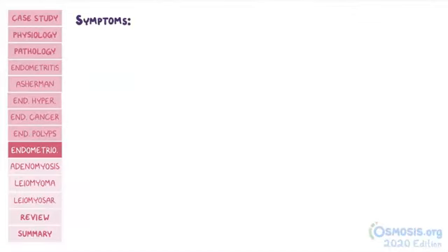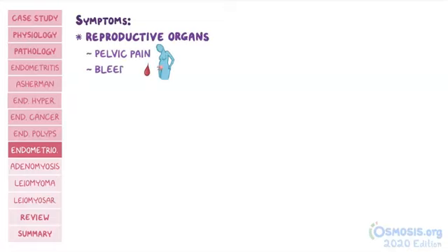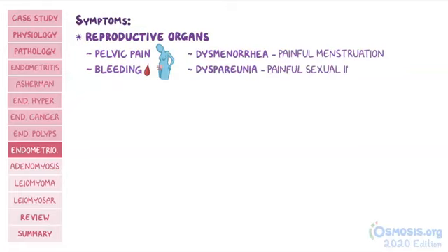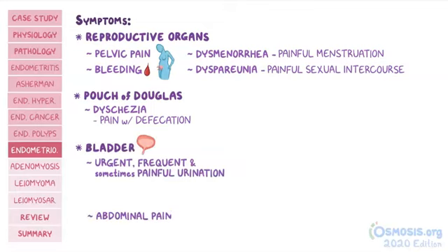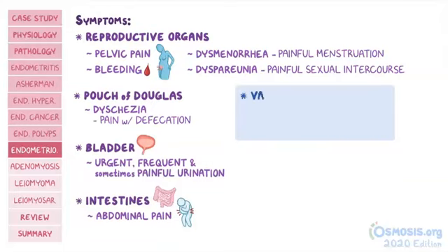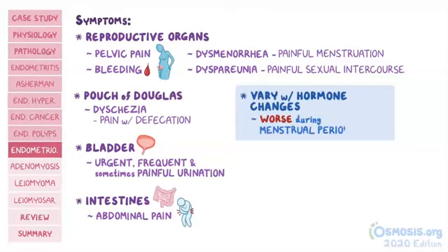Now, symptoms of endometriosis are related to the location of the endometrial cells. Most commonly, endometriosis on the reproductive organs will cause pelvic pain, bleeding, dysmenorrhea, or painful menstruation, and dyspareunia, or painful sexual intercourse. If it involves the pouch of Douglas, it can cause dyschezia, or pain with defecation. It can also cause urgent, frequent, and sometimes painful urination if it involves the bladder, and abdominal pain if it involves the intestines. The most important thing to keep in mind is that all of these symptoms will often vary with the hormone changes throughout the menstrual cycle and often get worse during menstrual periods.